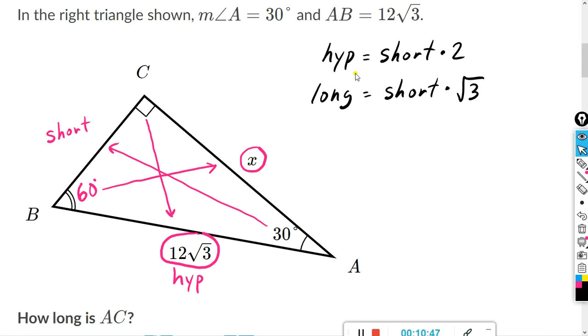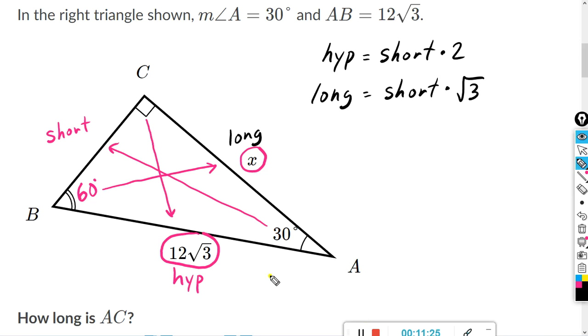Now there's 2 formulas for the 30, 60, 90. I wrote them right here. Oh, I forgot to label the long leg. Across from 60 is your long leg. So as you can see, we're given the long leg and the hypotenuse. But we don't have one formula with long leg and hypotenuse. So we're going to have to use both of these formulas.